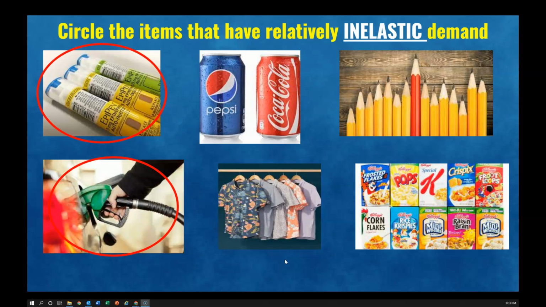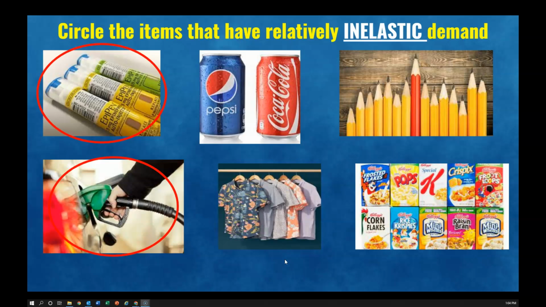Pepsi versus Coke, they're generally elastic, because if you raise the price of Pepsi, then people give up on Pepsi and switch over to Coke, because while they're not exactly the same, they're close enough that I'm not really willing to pay an increase in price for one when I can get the other one for relatively less.